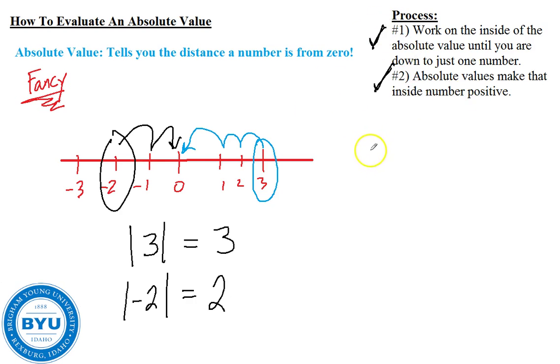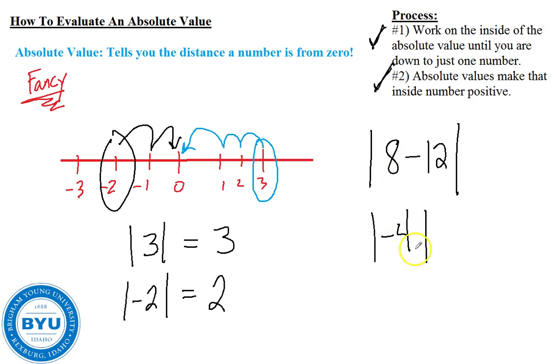So if you're asked to do an expression like the absolute value of 8 minus 12, we would follow these two processes. Step number 1, work on the inside of the absolute value until you're down to just one number. So I would actually do 8 minus 12. 8 minus 12 is -4. We then find the absolute value of that value by making it positive. The absolute value will always make things positive. So the absolute value of -4 is just 4.